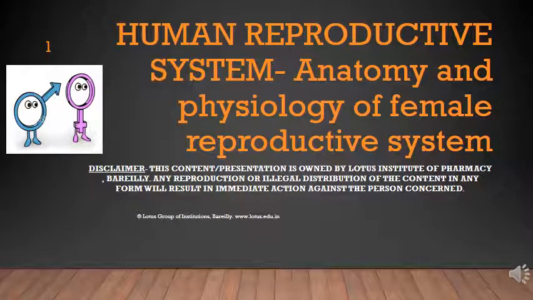Hello students. Today we will start another topic of the chapter human reproductive system, that is anatomy and physiology of the female reproductive system. In this video, we will study the anatomy and physiology of the female reproductive system. What is the female reproductive system and what are its different functions?